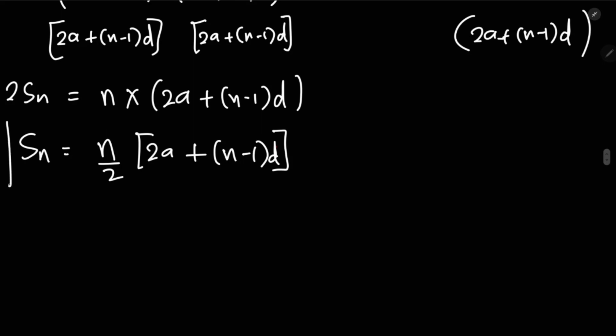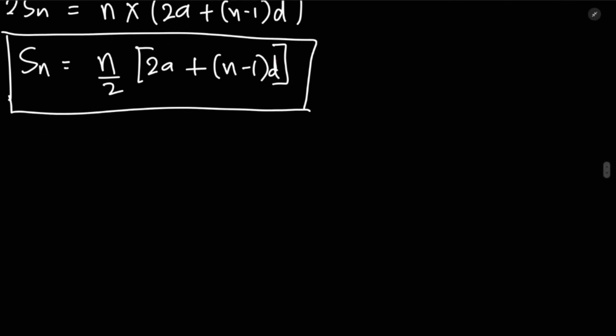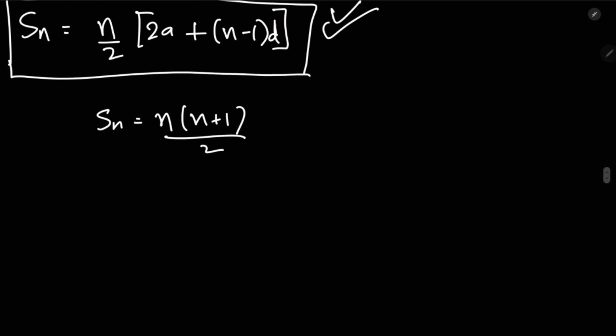So this is our formula that we get for the sum of n terms of an arithmetic progression, and we can use this to add any arbitrary number of terms. So let me take a nice example here. You must have seen the sum of n natural numbers as n into n plus 1 by 2, right? So let's get this from this formula.